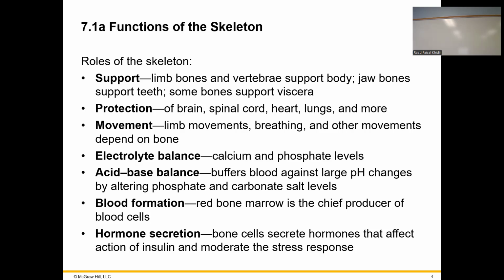So the bone is not just for walking. Somebody who cannot walk, somebody who is paralyzed, is still using their bones. Somebody who is not walking with their feet, somebody who is paralyzed, is still using their bones to make blood. Still using the bones to make calcium. Still using the bones to make phosphate.